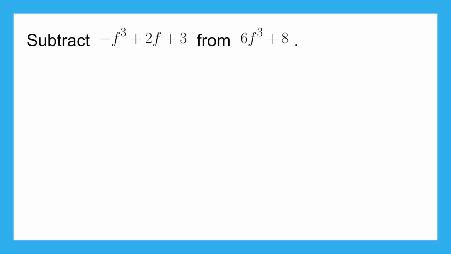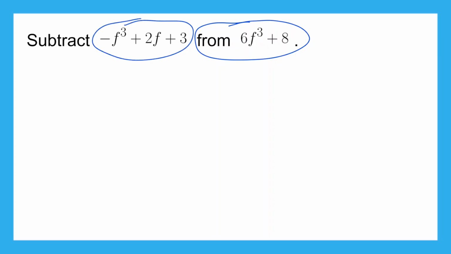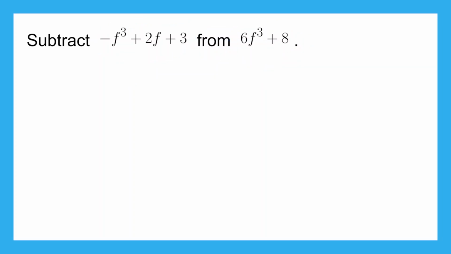Okay, think of it like this. If I'm going from, let's say, Los Angeles to, let's say, New York, right? So I'm going to say LA and New York. If I'm going from LA to New York, where do I start? I start in LA, right? So we're going to start this expression with the 6f cubed plus 8. So let's write 6f cubed plus 8 right down here. Now we need to minus this first expression, which we compared to New York, right?